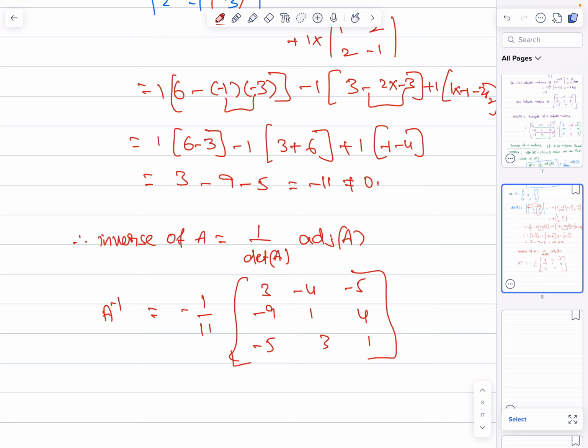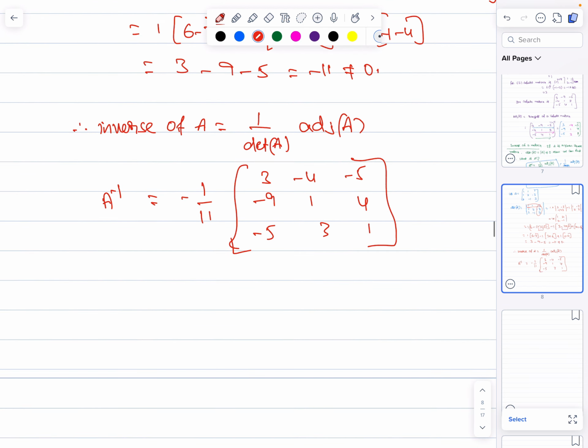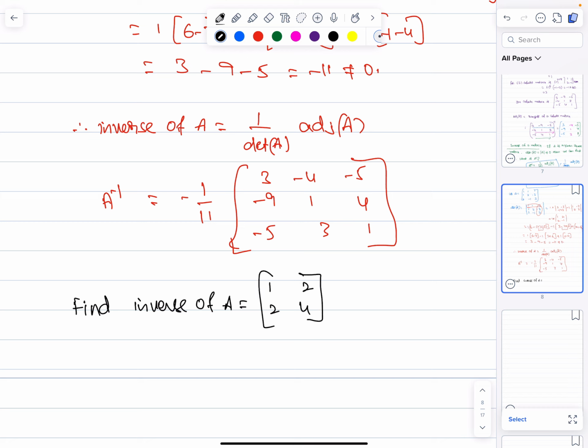This is how we are finding the inverse of a given matrix. If you don't follow, it's better to start with a simple example: find the inverse of A, which is 1 2 2 4. I started the previous case because I had the cofactor matrix, therefore the adjoint of A, and I only needed to calculate the determinant. I have demonstrated how to find the inverse of a matrix.